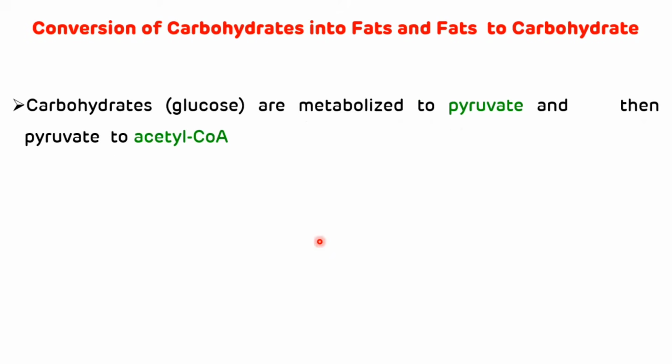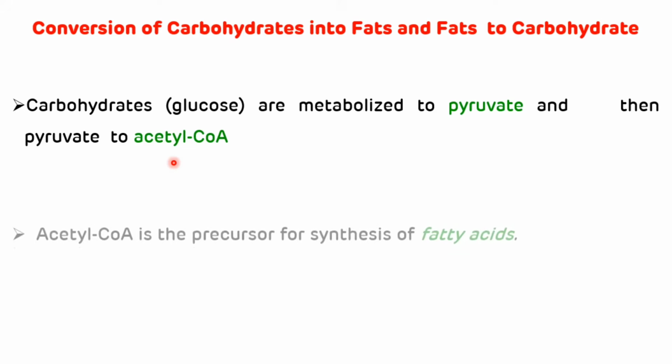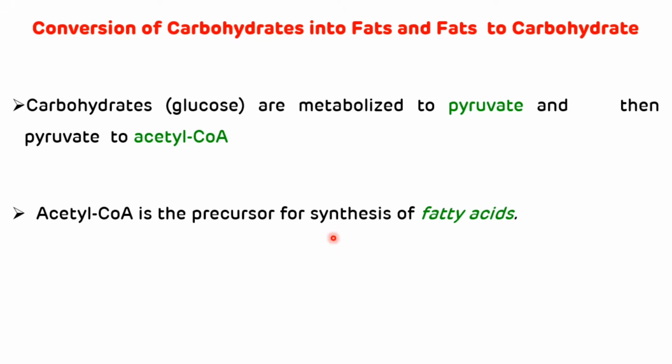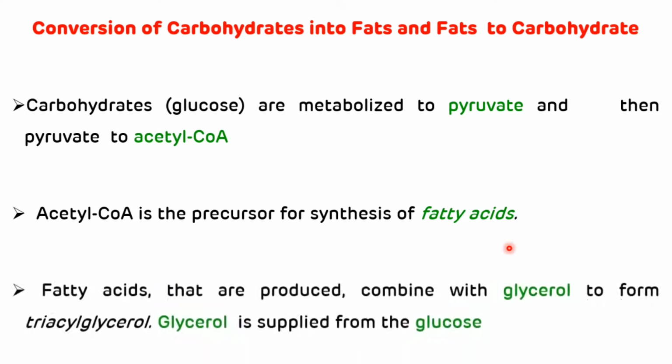Carbohydrates, particularly glucose, are metabolized to pyruvate, and then pyruvate is converted to acetyl-CoA by the pyruvate dehydrogenase reaction, which is an irreversible reaction. And this acetyl-CoA is the precursor for the synthesis of fatty acids. Fatty acids that are produced combine with glycerol to form triacylglycerol, and this glycerol part is supplied from glucose.